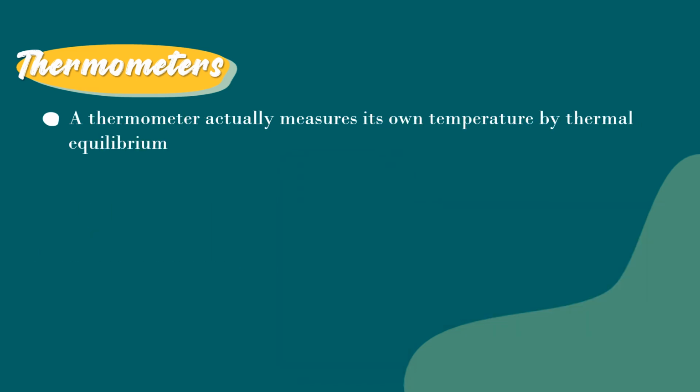So how does a thermometer actually work? A thermometer actually measures its own temperature by thermal equilibrium. Yes, it means that when you're reading the temperature through a thermometer, what you're reading is actually the temperature of the liquid in the thermometer. What happens is that when two bodies are in contact, one of the objects transfers heat to the other. What do we mean by that?